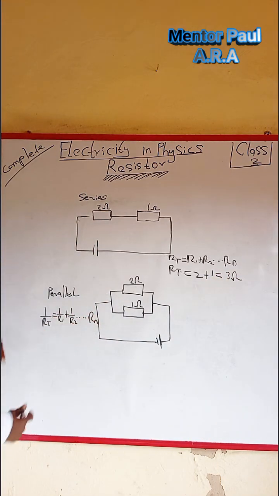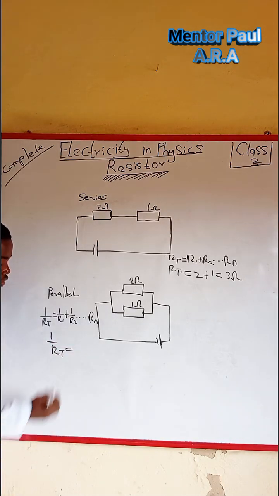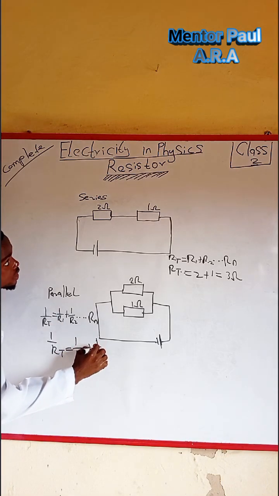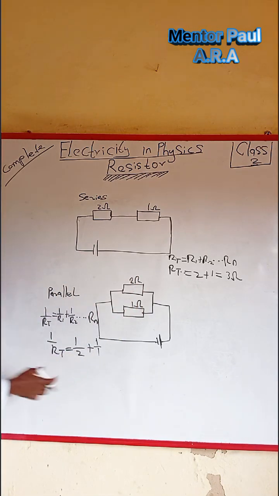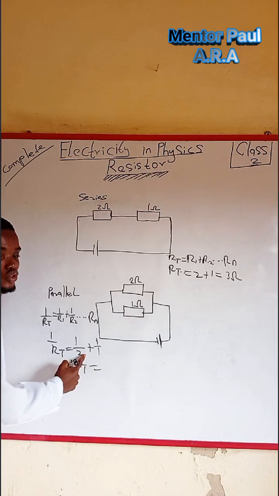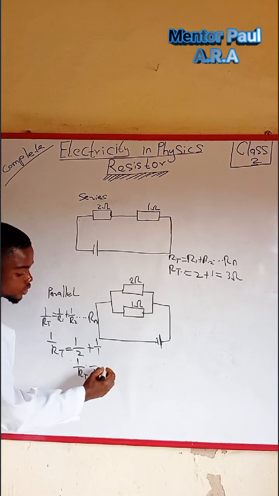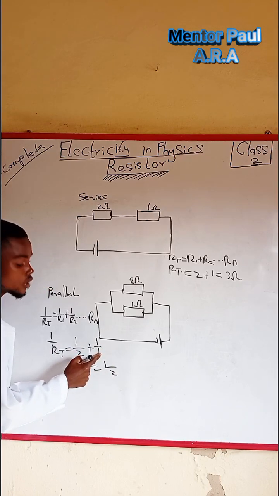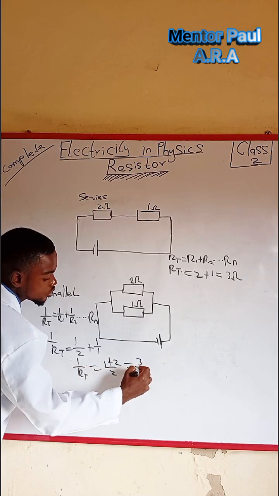Now for this one in parallel, we have this formula. What we're going to do is say 1 over R total is equal to 1 over the first, R1 is 2, plus 1 over the second, R2 is 1. It doesn't matter which one you put as the first or second. And therefore, we're going to have, sorry, this is 1 over R total, equal to the LCM of 2 and 1, which is 2. 2 divided by 2 is 1, 1 multiplied by 1 is 1. 2 divided by 1 is 2, so we get 1 plus 2, which is 3 over 2.